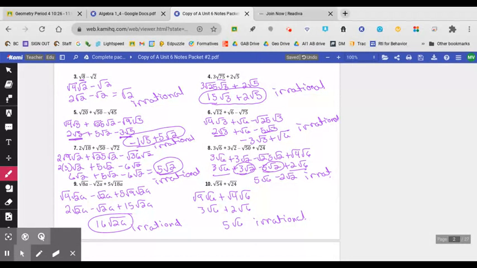So again, I simplified everything first. I then combined like terms. So number 7 is 5 radical 2, which is irrational. Number 8, I simplified everything first, combined like terms, which is 5 radical 6 minus 2 radical 2, which is irrational. 9, again, I simplify everything first. Even though there's an A, I still do all the same, so I just combine like terms, which is 16 radical 2A, which is irrational, and number 10 is 5 radical 6, which is irrational.